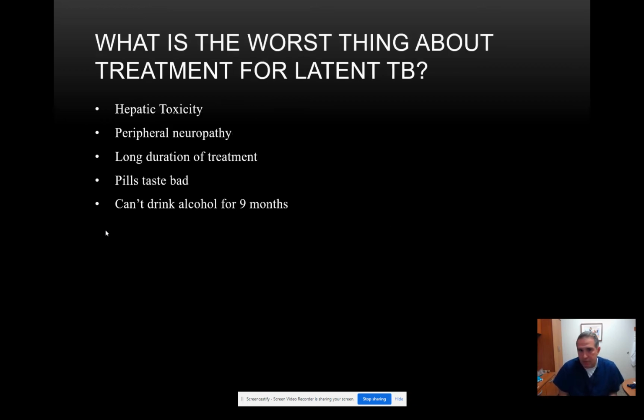So question, what's the worst thing about treatment for latent TB? INH, hepatic toxicity, peripheral neuropathy, long duration, the pills taste bad, and you can't drink alcohol for 9 months. Answer: all of the above.